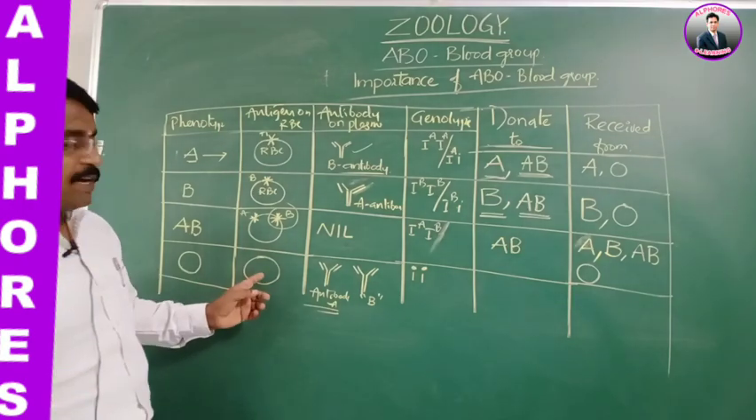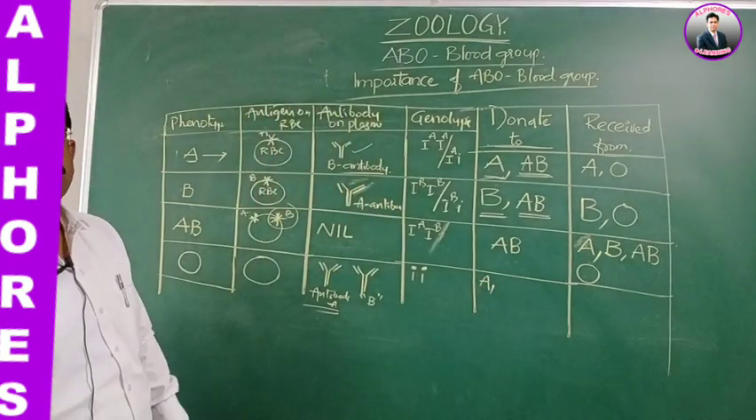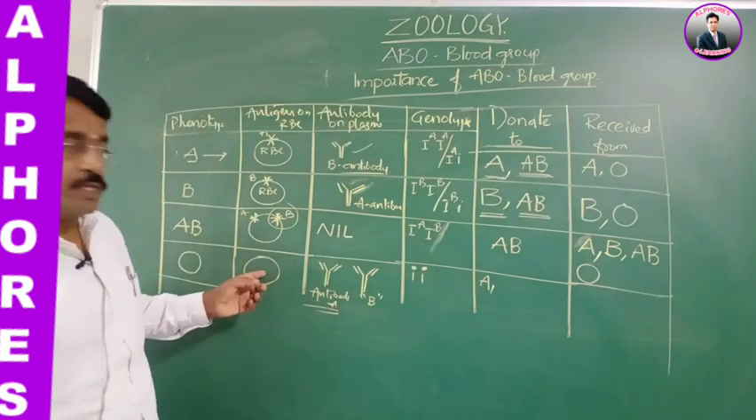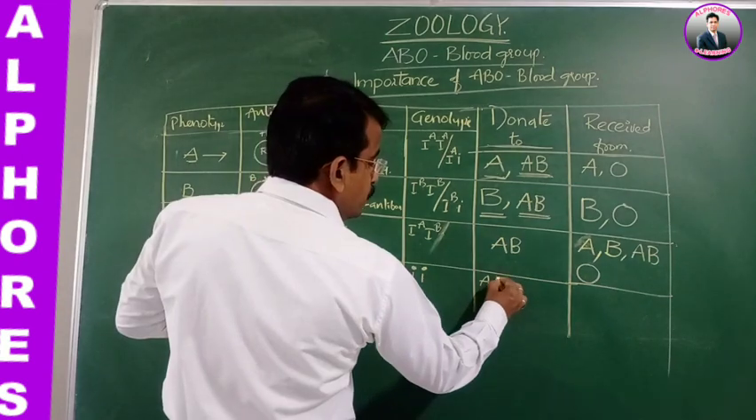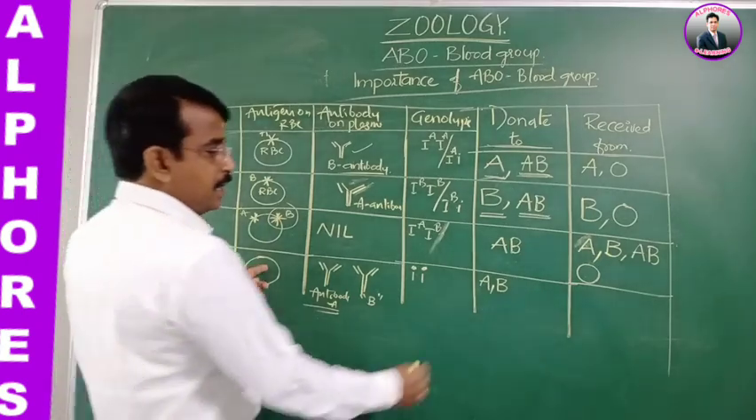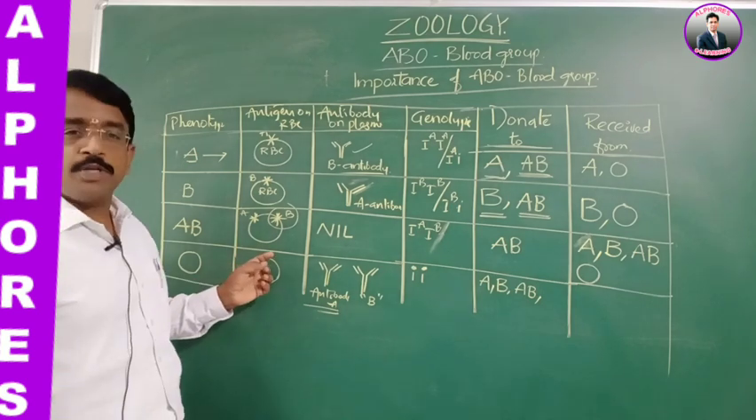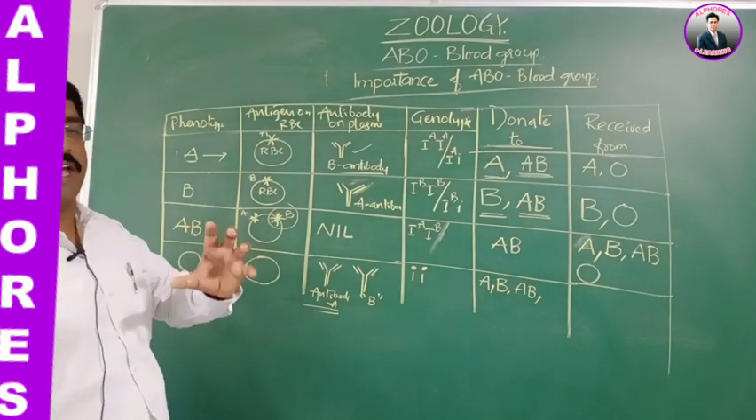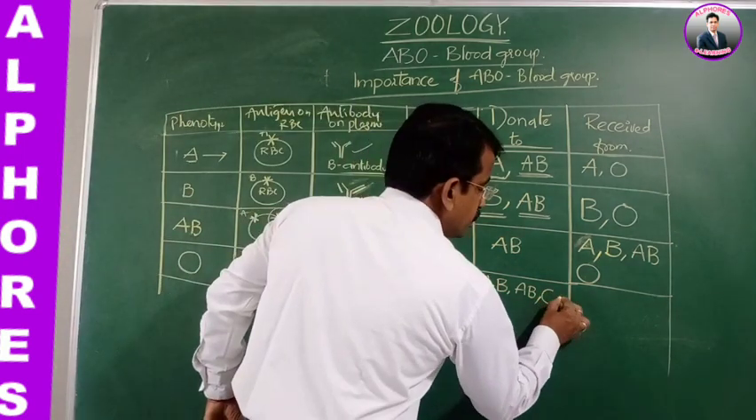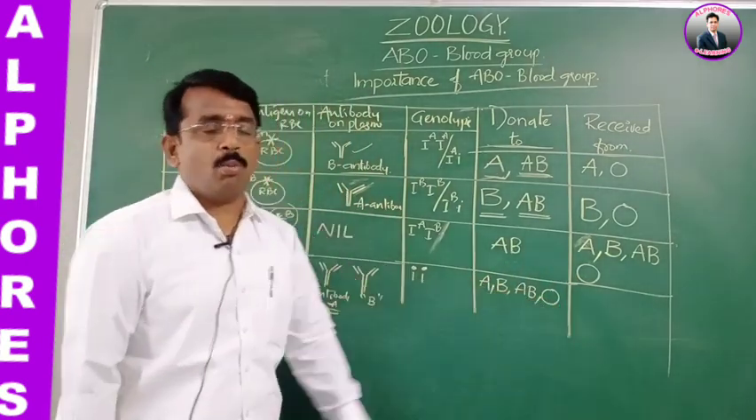Now, does it have antigen? No. So it can donate to A. Why? It doesn't have antigen. And it can donate to B. Why? It doesn't have antigen. And it can donate to AB also. Why? It doesn't have antigen. The only thing is it doesn't have the antigens. And it can even donate to O. So it can donate to A, B, AB and O.